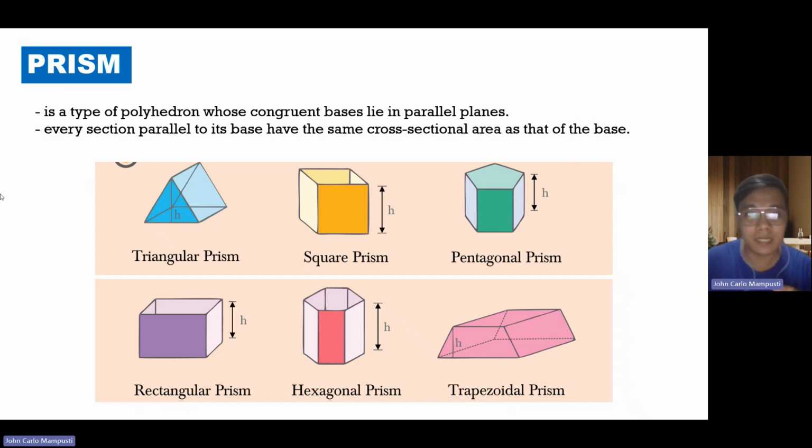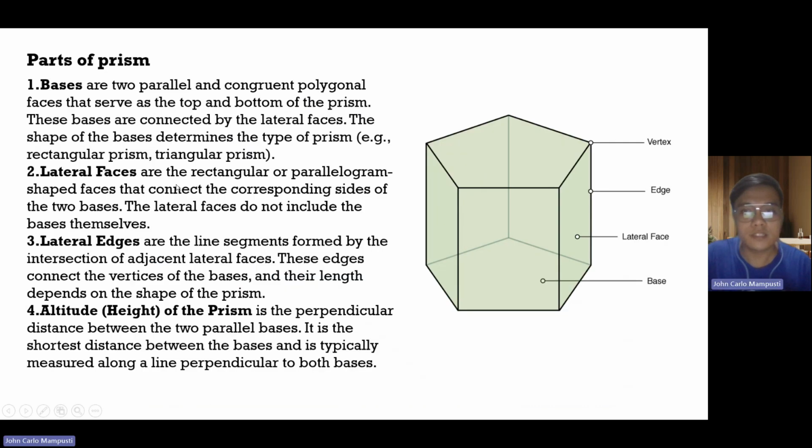So every section parallel to its base has the same cross-sectional area as that of the base. As you can see, we have a triangular prism. If we cut it, pare-parehas na triangle yung kanilang cross-section. Ganun din kapag kinat natin yung square prism, the pentagonal prism, the rectangular prism, hexagonal prism, and lastly, we have the trapezoidal prism. The next one, we're going to discuss parts of the prism.